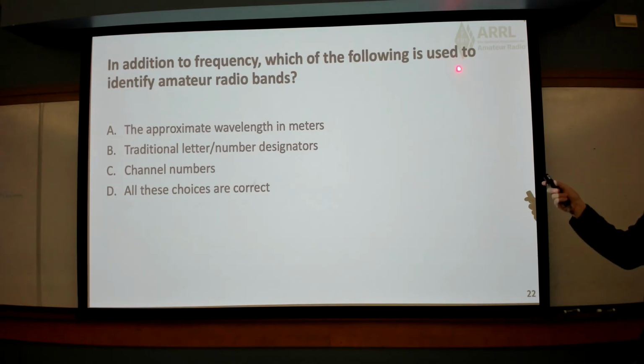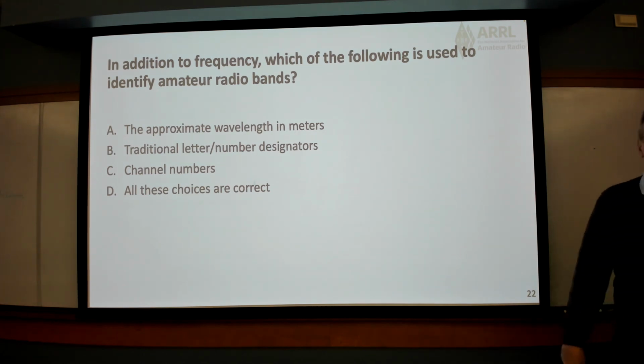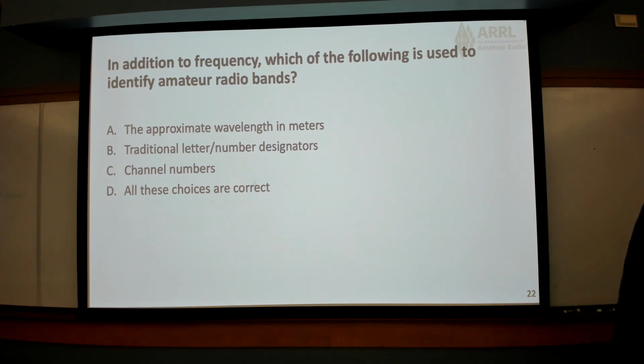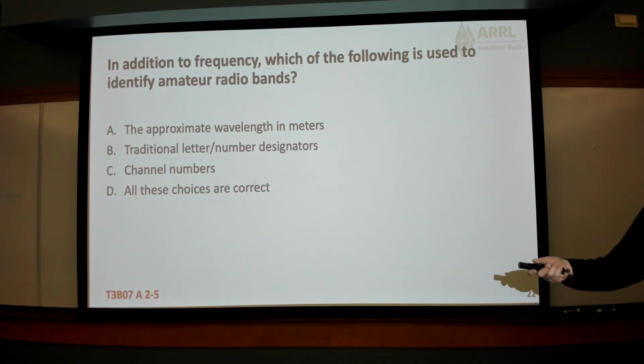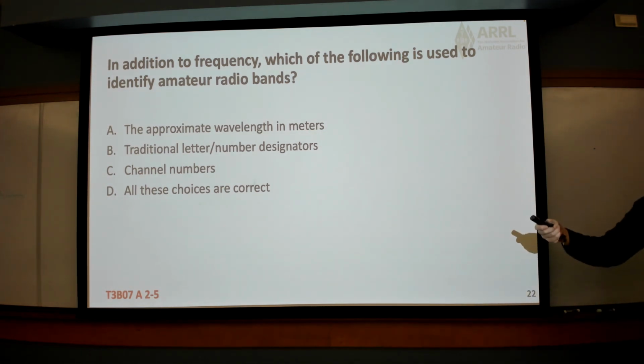In addition to frequency, which of the following is used to identify amateur radio bands? So besides frequency, how do we describe radio bands? Yeah. Wavelength in meters. 20 meters, 40 meters, 80 meters, 2 meters. You'll hear a ham say that all the time. You'll be saying it yourself by the time you're a ham.